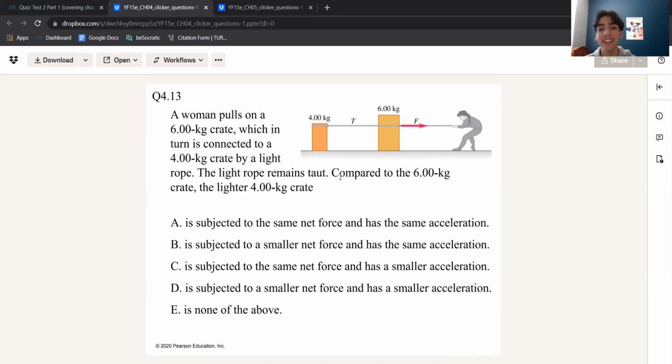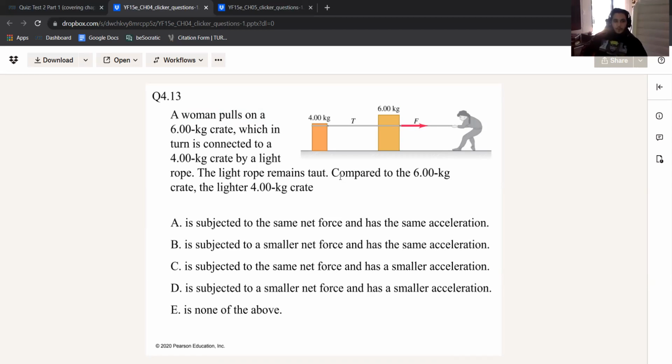All right, so it's going to be smaller net force and has the same acceleration. Okay, and walk us through how. So I'm starting to see where you got it, but explain. All right, let's go ahead and reread the question.